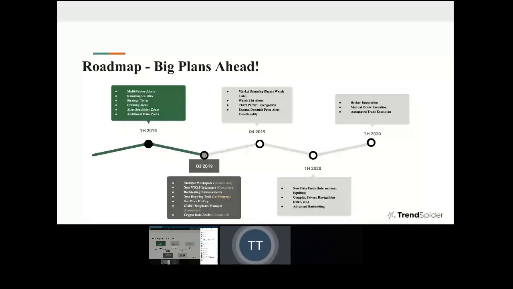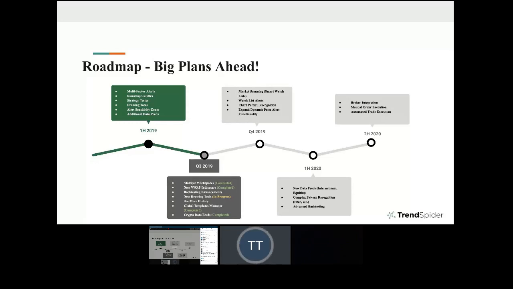So we're really looking forward to that. Chart pattern recognition, so your bull flags, your wedges, your falling wedges, those types of things, we are hoping to implement that in the coming quarter as well as increase the price alert functionality. So really just improving everything we've already created and adding on to the platform as it is already.